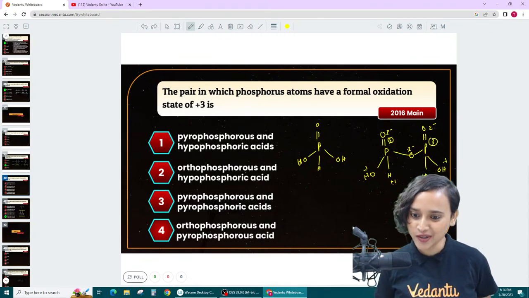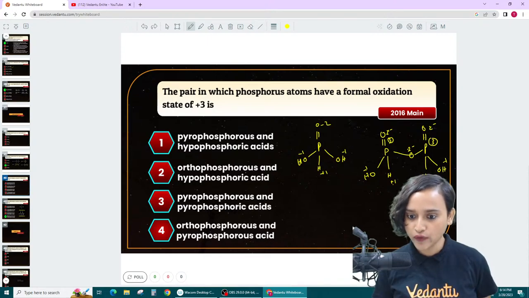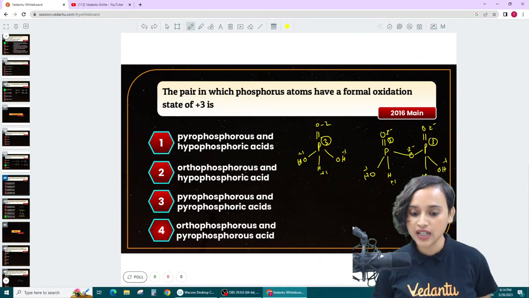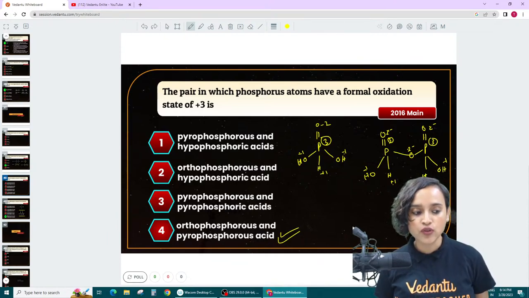Oxidation state understood. Now here see minus 2, minus 1, plus 1, minus 1, right? That's the bond formation. So, minus 1, minus 2, minus 3, minus 4, and then 1 plus. So, that means this is also 3. Yes, formal oxidation state is +3. That means option 4 is the correct answer.